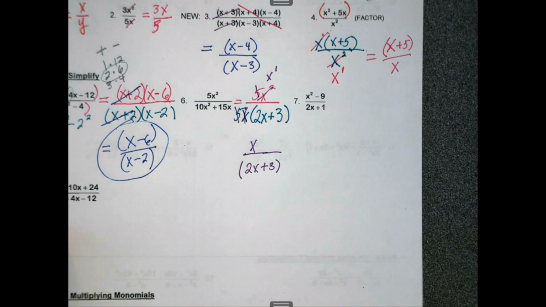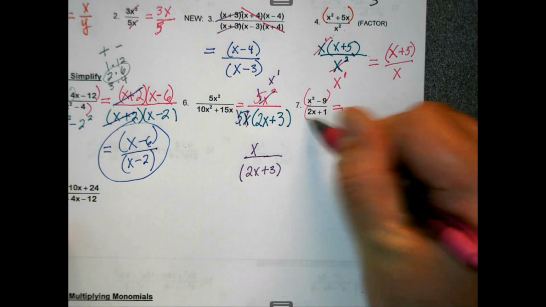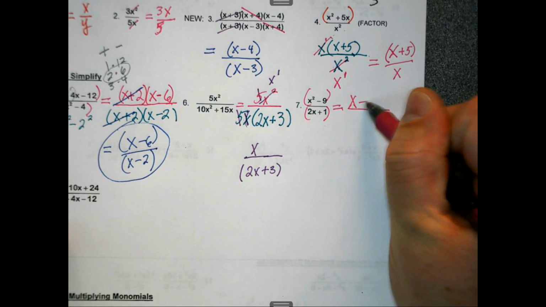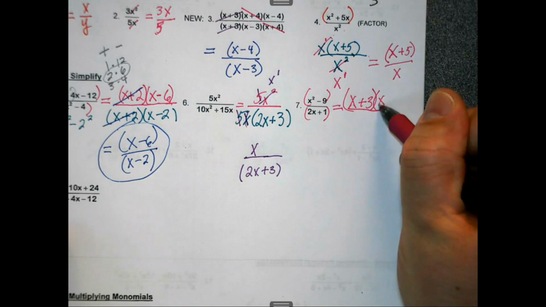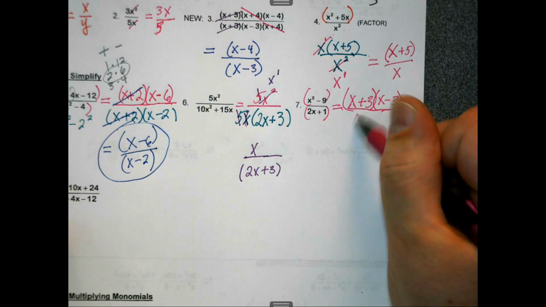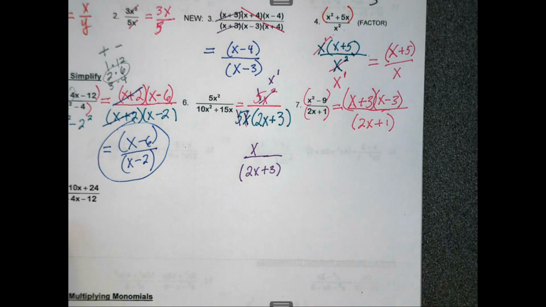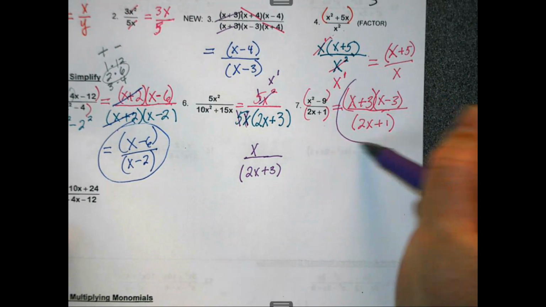Number 9, can I factor the numerator? Yeah. It's a difference of squares, so it's x plus 3, x minus 3. And I cannot factor the bottom, it's already factored. Can I cancel anything out? Nope. So I'm done.